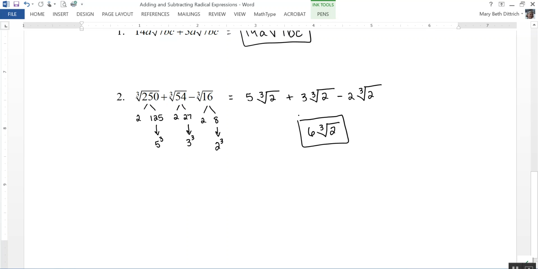So in this video we took a look at how to add and subtract radical expressions, remembering that the indexes of all the terms need to be the same and the radicands of all the terms need to be the same. And if necessary, we want to simplify any individual term before combining them.